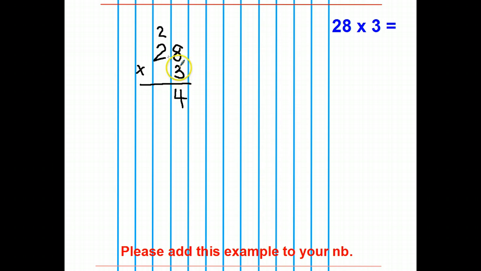Now I multiply my ones times my tens. 3 times 2 tens gives me 6 tens. But I've got these tens up here. So 3 times 2 tens is 6 tens plus 2 more tens gives me 84. And if you'll take a second, jot that into your notebook so you have an example, and then we'll check it.